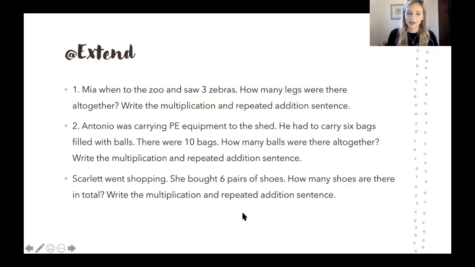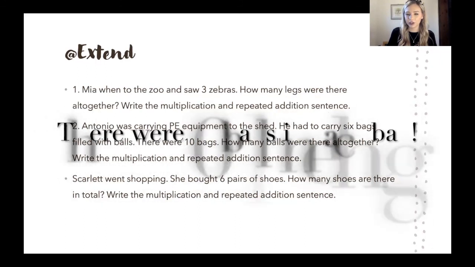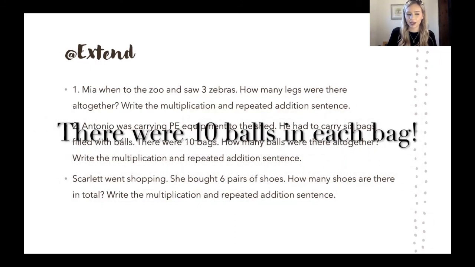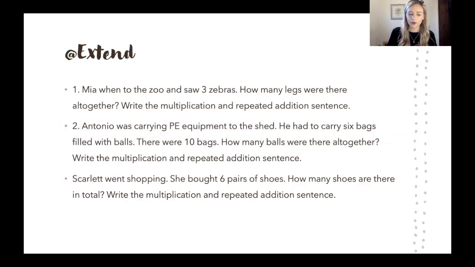If you're doing extend, then I've got some word problems for you. I will read them to you quickly. The first one says, Mia went to the zoo and saw 3 zebras. How many legs were there all together? Write the multiplication and repeated addition sentence. The next question says, Antonio was carrying PE equipment to the shed. He had to carry 6 bags filled with balls. There were 10 bags. How many balls were there all together? Write the multiplication and repeated addition sentence.